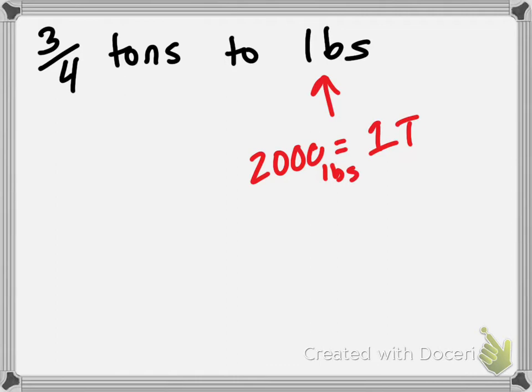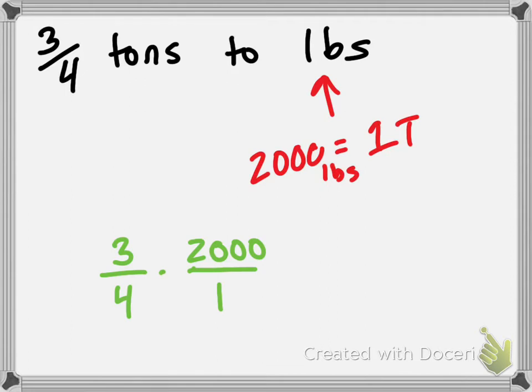I multiplied. So, Amelia, what did you multiply? I multiplied 3/4 and 2,000, but you have to put the 2,000 to a fraction. So you put 2,000 over 1. Yeah, they have to both be fractions. And then what did you do? Multiplied 3 times 2,000.